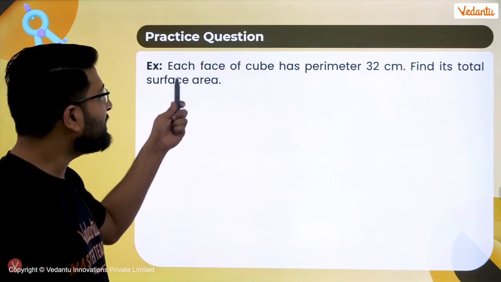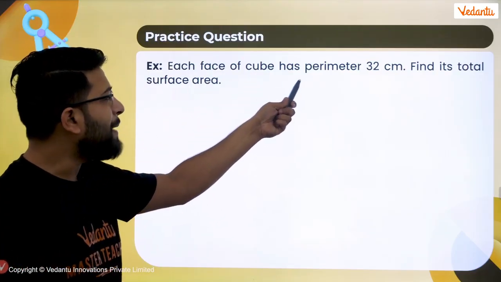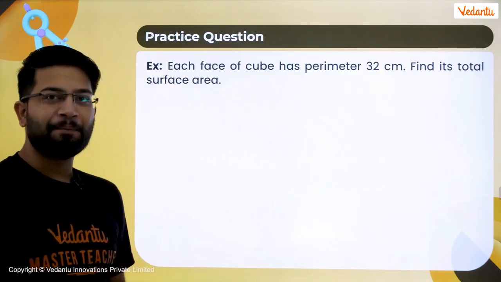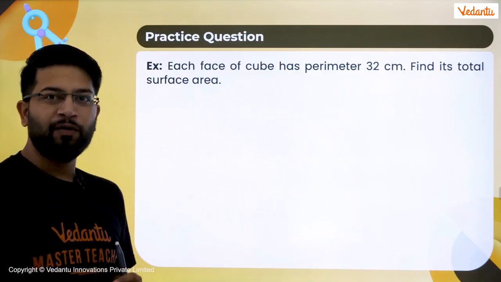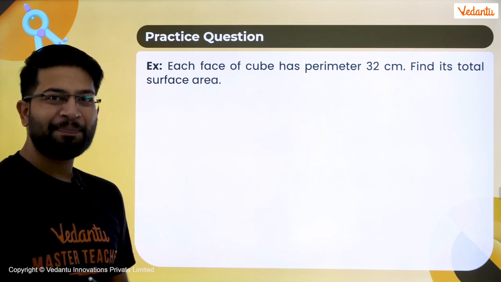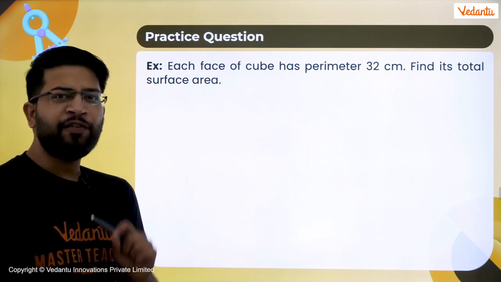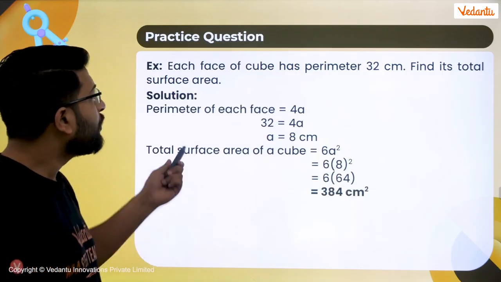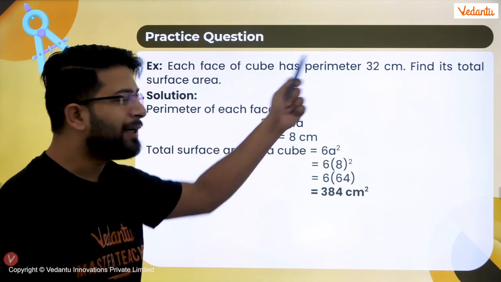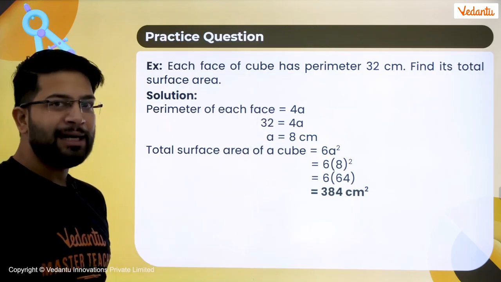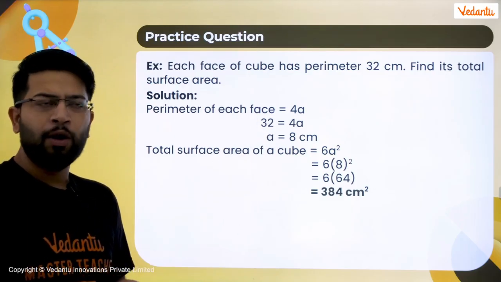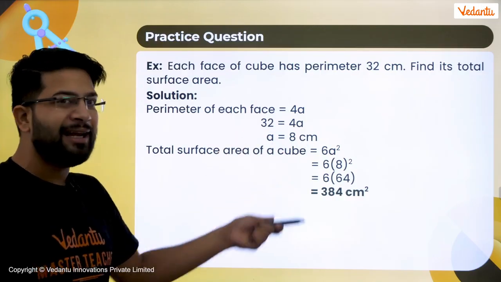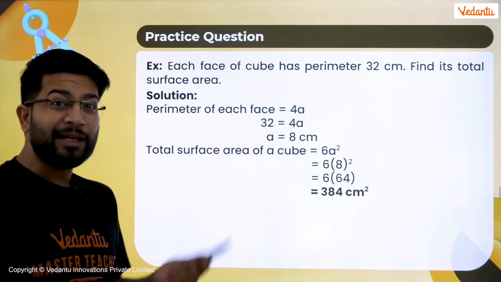Very good. Look at this one. In this one, each face of the cube has perimeter 32 centimeter. Find its total surface area. We know that champ, in the cube, every face is a square of side A. If every face is a square, the perimeter will be 4A, right? So we can write 4A is equal to 32. Side will be equal to 8. I get the side of the cube now. So total surface area will be 6A square. Put the value of A and you will get the answer. I hope it is clear.